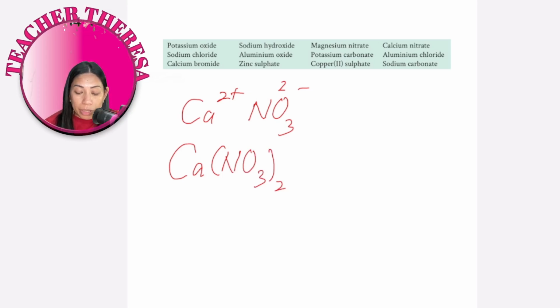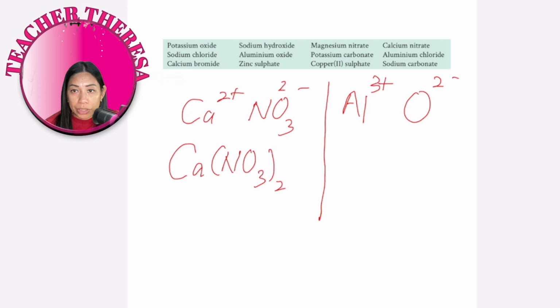Okay, then we have aluminum oxide. Al3 plus, O2 minus. For 3 and 2, to make it 0, you have to change to the lowest common multiple. The common multiple for 3 and 2 is 6, right? So here you have to times 2, here you have to times 3. So here you times 2, you get aluminium 2. Then here you times 3, oxygen 3. So make sure you write the value at the bottom.